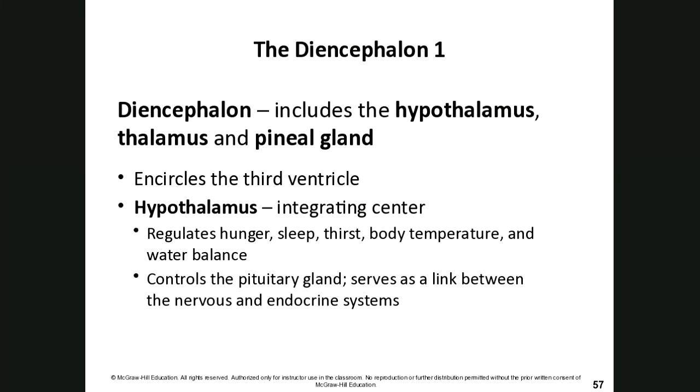We have the diencephalon that includes the hypothalamus, thalamus, and the pineal gland. It's going to be surrounded by the third ventricle. Hypothalamus is an integrating signal. Hypothalamus is important for the regulation of hunger, sleep, thirst, body temperature, and water balance. It also controls the pituitary gland, which is what we call your master endocrine gland, and it is the primary link between the nervous system and the endocrine system.